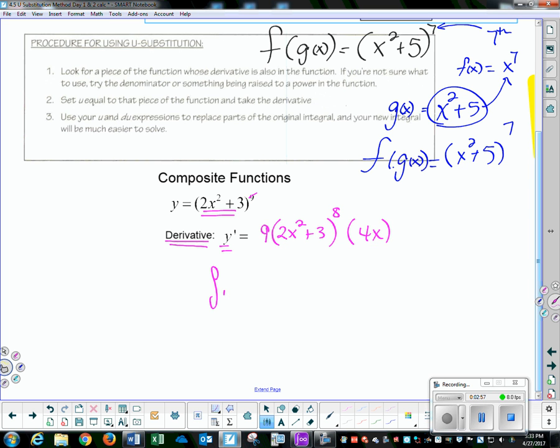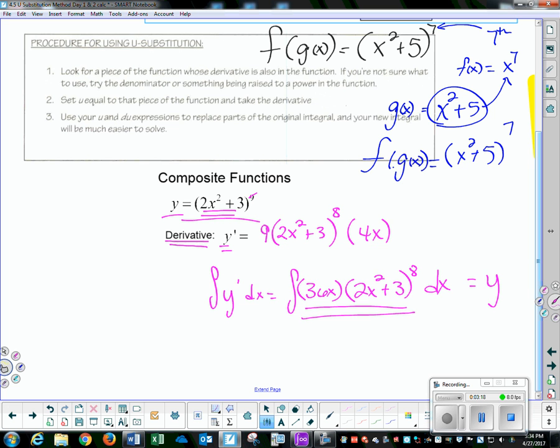Well, what happens if I integrate this derivative? And I would integrate, let's call this 36x times 2x squared plus 3 raised to the 8th dx. If I find the antiderivative of this, it will bring me back out to that original y that I started with before I took my derivative, right? So by taking the derivative, I had this, and then I said, okay, let's take the antiderivative of the derivative, and that's going to bring me out to my original function. All right, just a little bit of the game plan of what we're after.